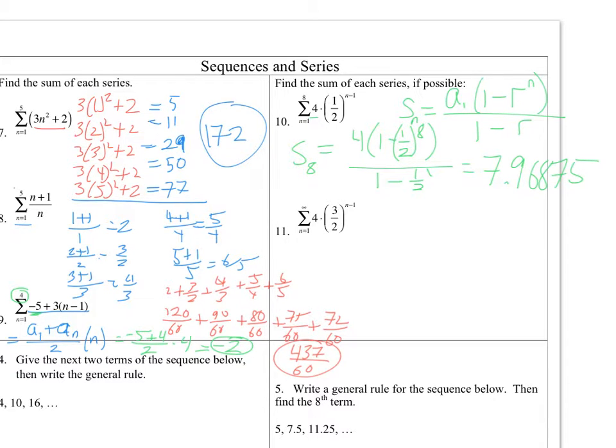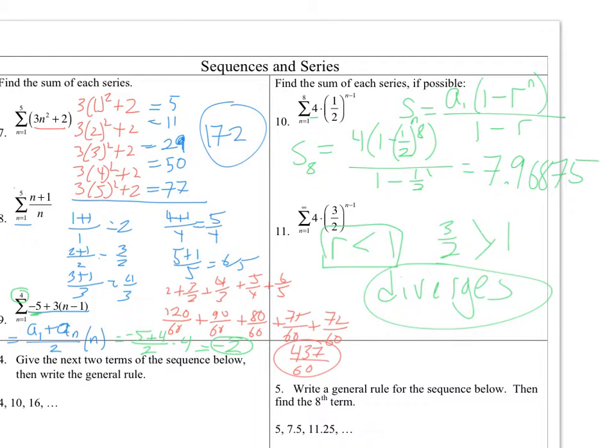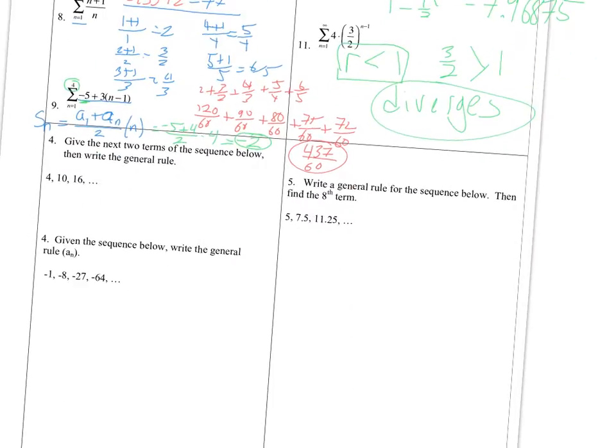Same thing for this lovely infinite one. I'm going to use my infinite formula. And I'm going to start out by looking at my r value, because I know I can only use this if the absolute value of r is less than 1. And 3 over 2, when compared to 1, is greater than 1. I can't use this. This diverges. There is no value, or you can call this an infinite value, for getting an answer for this if you'd like.